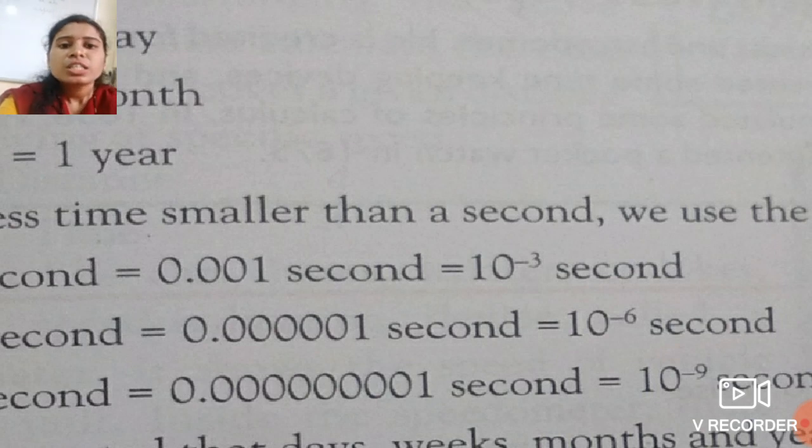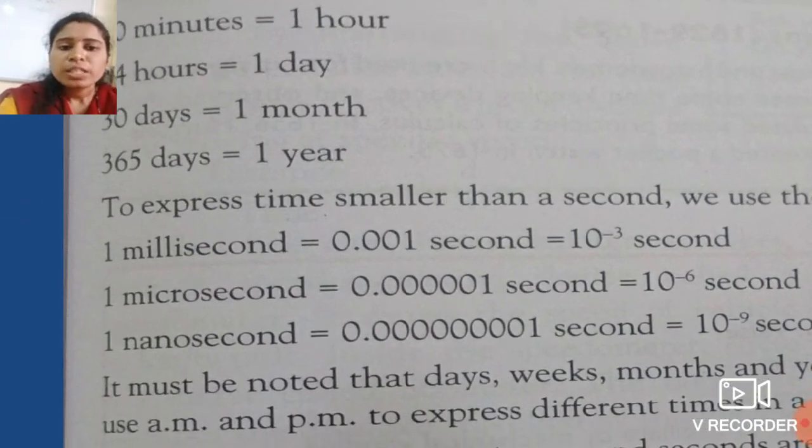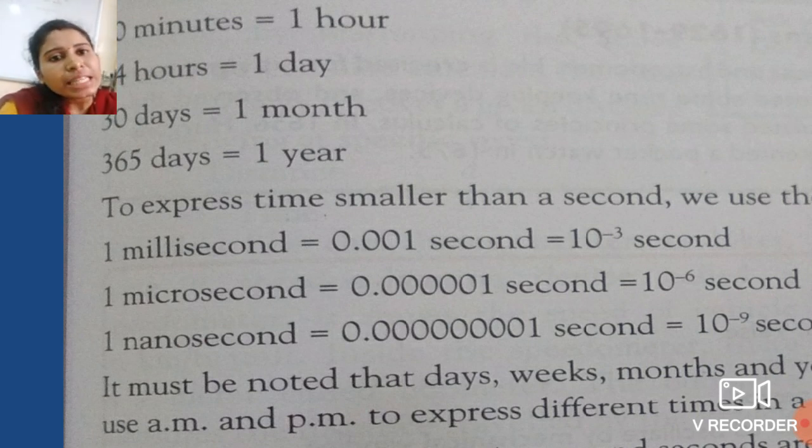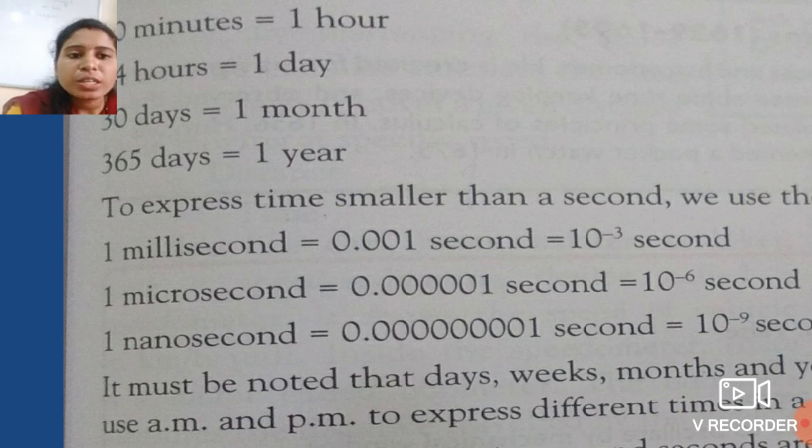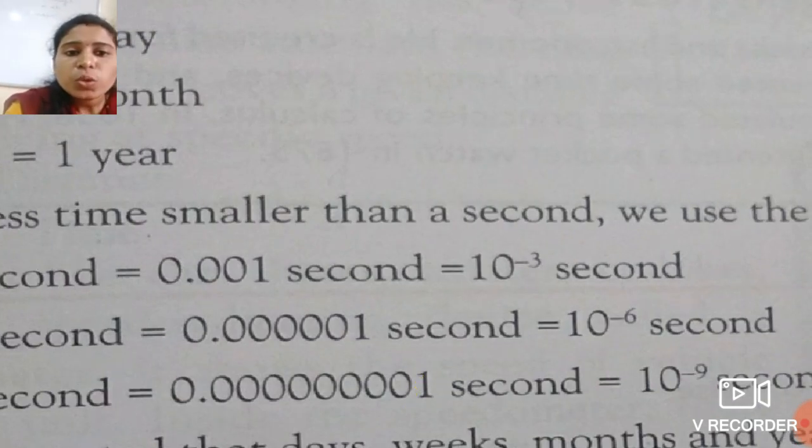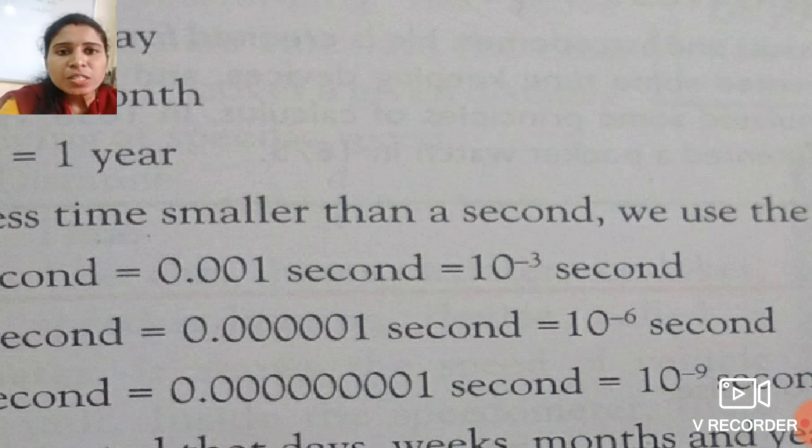Okay students, just like this, there is the nanosecond. Nanosecond is also smaller than microsecond. How is it? See students, 0.000000001. How many zeros are there? 1, 2, 3, 4, 5, 6, 7, 8, 9. Total 9 zeros are there.